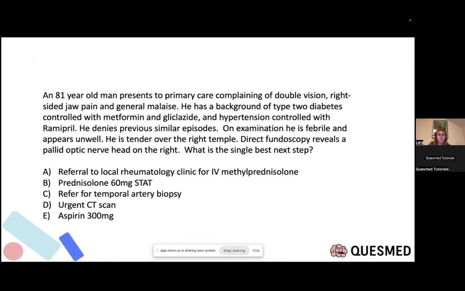Right. And then pyoderma gangrenosum is significantly associated with IBD. So similar with IBD as with rheumatology, you think, okay, they've got their IBD symptoms, but what are the extra-articular manifestations as well? It's important on that side to ask as well.